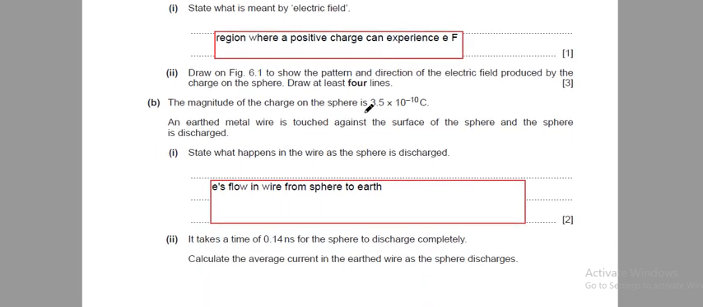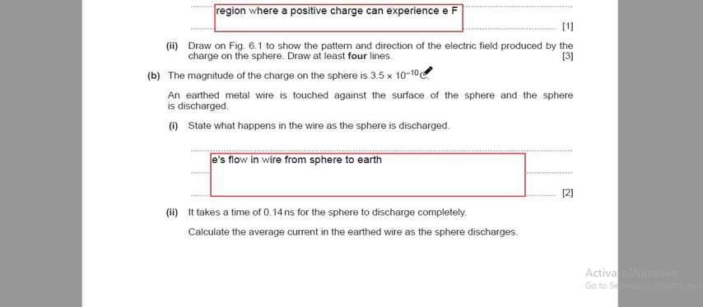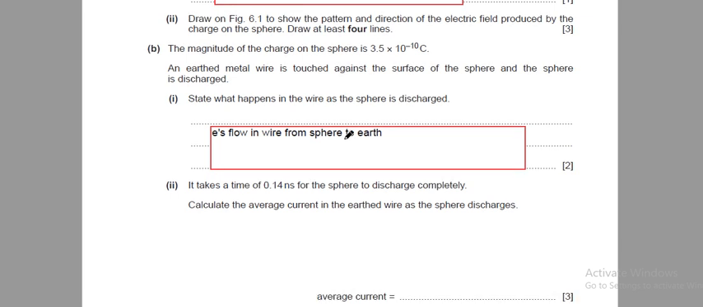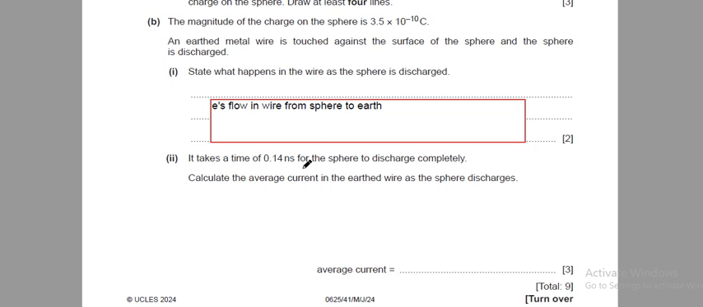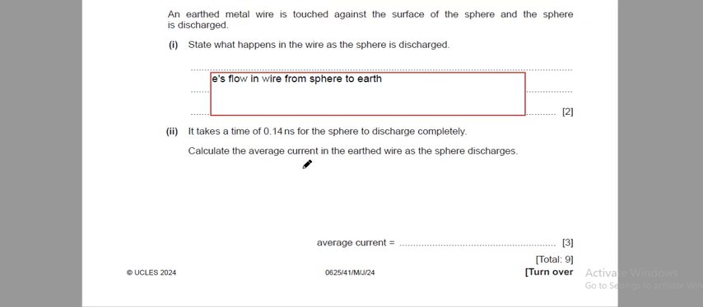Magnitude of charge on a sphere is 3.5 times 10 to negative 10. Earthed metal wire is touched against surface of sphere and sphere is discharged. State what happened in wire as sphere is discharged. Electrons flow in wire from sphere to Earth. Takes 0.14 nanosecond for sphere to discharge completely. Calculate average current in earthed wire. So current equals Q over t.